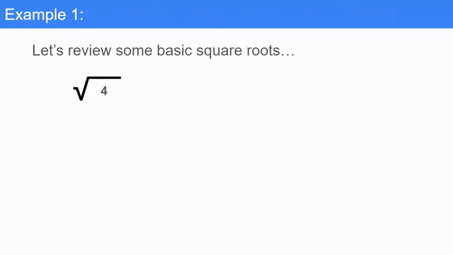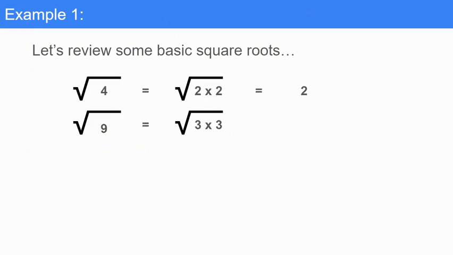Everyone. We are going to simplify some square roots, but let's review some basic information. So the square root of 4 is equal to the square root of 2 times 2, which is equal to 2. The square root of 9 is equal to the square root of 3 times 3, which is equal to 3. The square root of 16 is equal to the square root of 4 times 4, which equals 4.